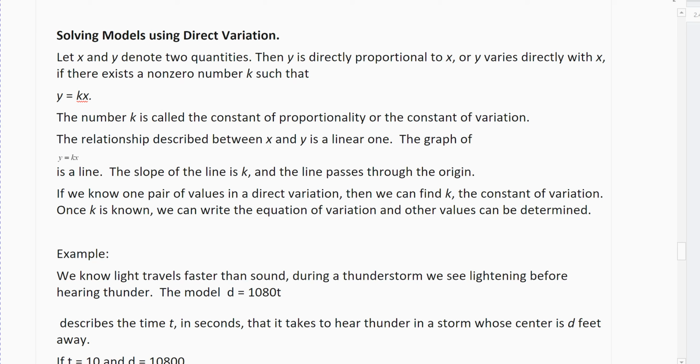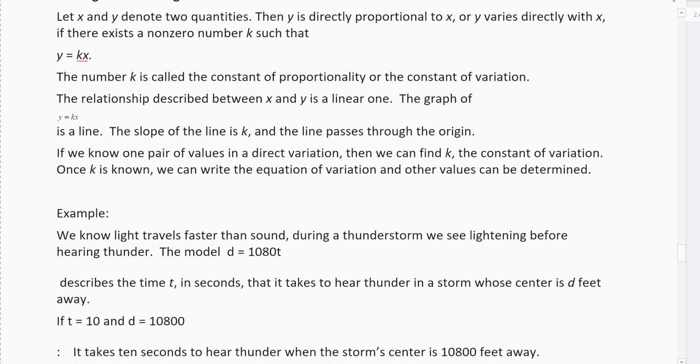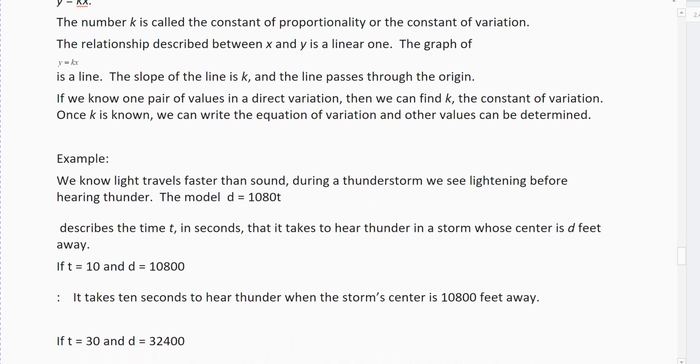The graph of y equals k times x, and for some reason that's really small, but k is the slope. The line passes through the origin. The x and y intercepts are (0, 0). If we know that a pair of values have direct variation, we can easily find that slope, that constant. Once k is known, then the equation is just y equals whatever k times x is, and then we can use it to determine other things.